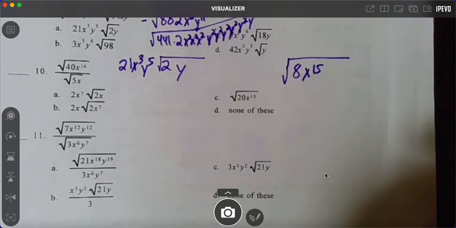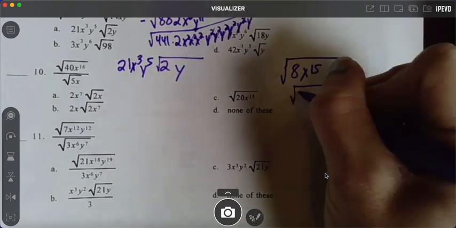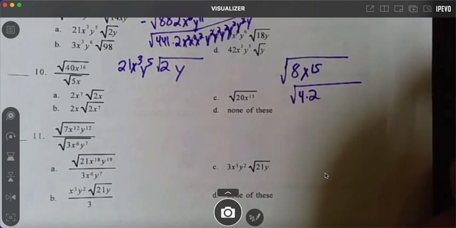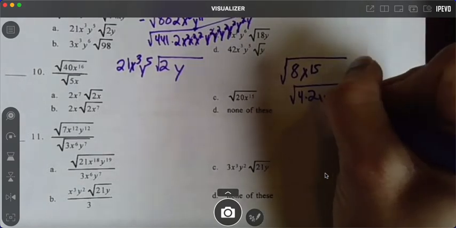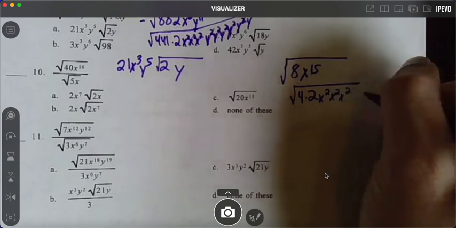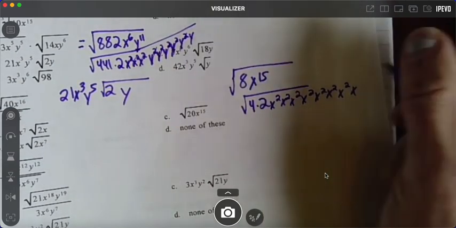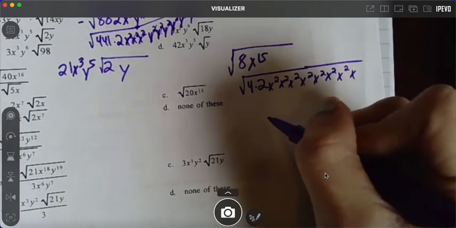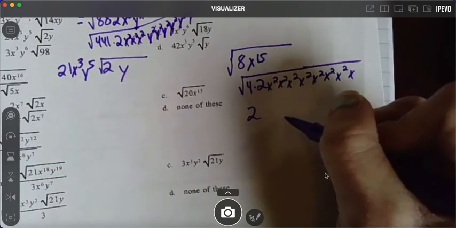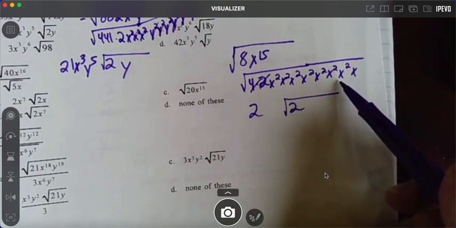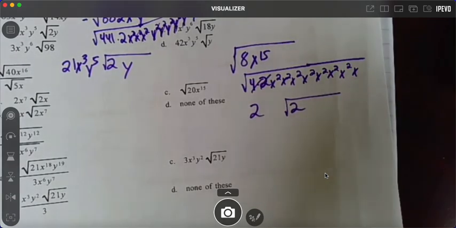What number goes into 8? 4. Yeah, so 4 times 2. And then I would write those. I would actually write x to the 14th and an x. But y'all want me to just write them all out? Okay. 2, 4, 6, 8, 10, 12, 14, and one more. So what's the square root of 4? Okay, and I have a 2 left over. How many of those do I have? 7, because I would have done 14 divided by 2, and it was 7.